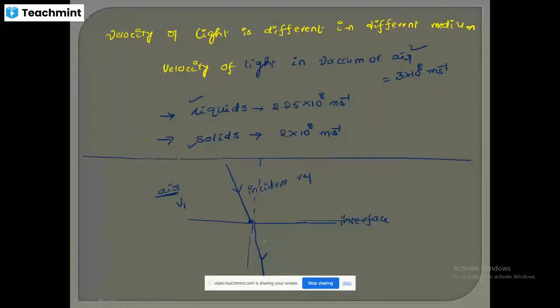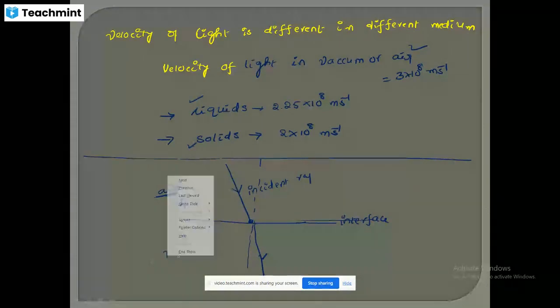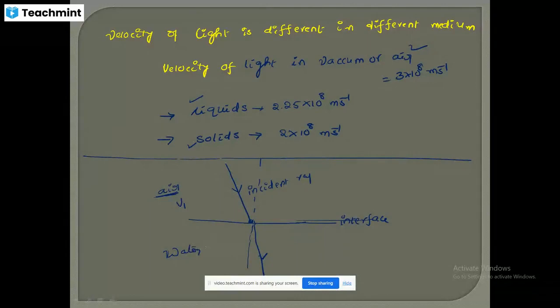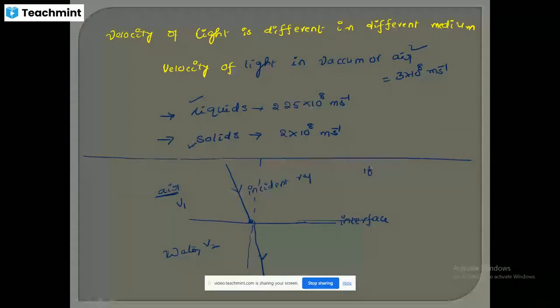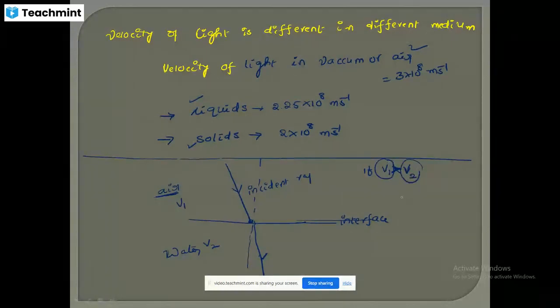Suppose this is water. Water is a medium. The velocity of light in water is v2. In this case, the velocity of light in the air medium, v1, is greater than v2. V1 is the velocity of light in air medium, and v2 is the velocity of light in water medium.